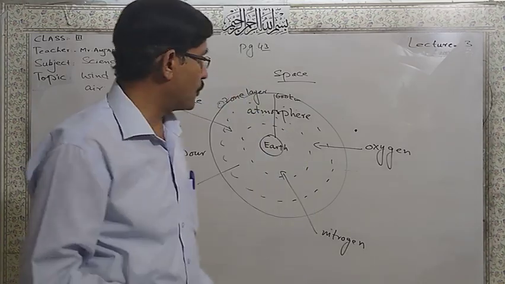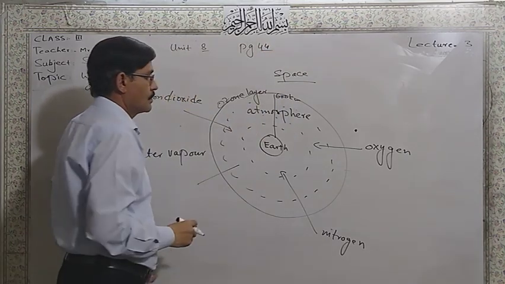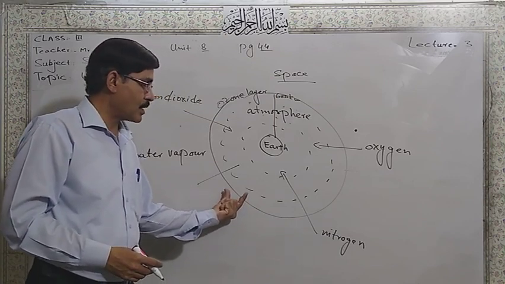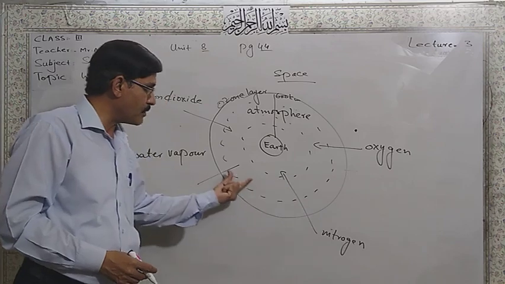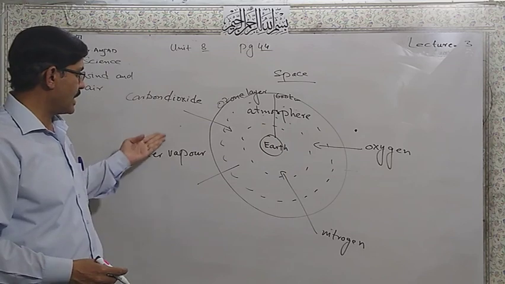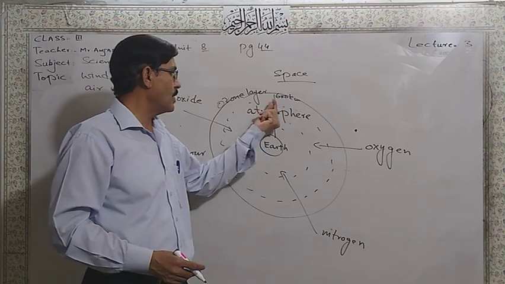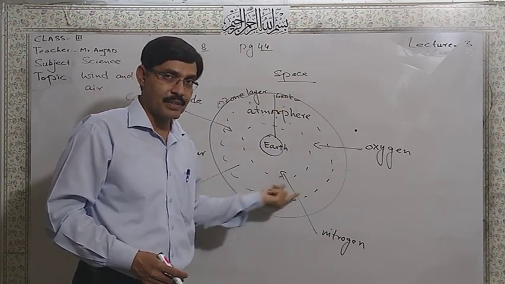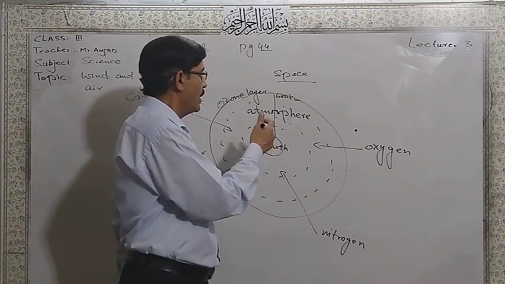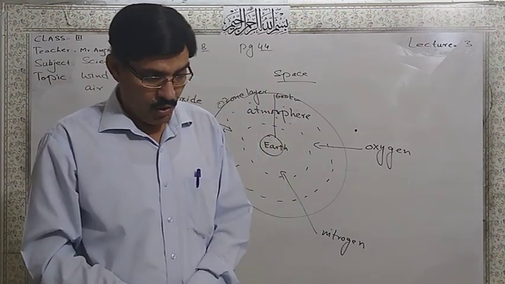Turn to page number 44. This is 43. This is 44. I repeat, we have earth. Around it we have the atmosphere. In the atmosphere we have three gases and also water vapor. From earth, about 600 kilometers above, we have the ozone layer that covers the earth from the sunlight, the radiation of the sun's rays. After this we have the space. That's clear. Next page, 44.